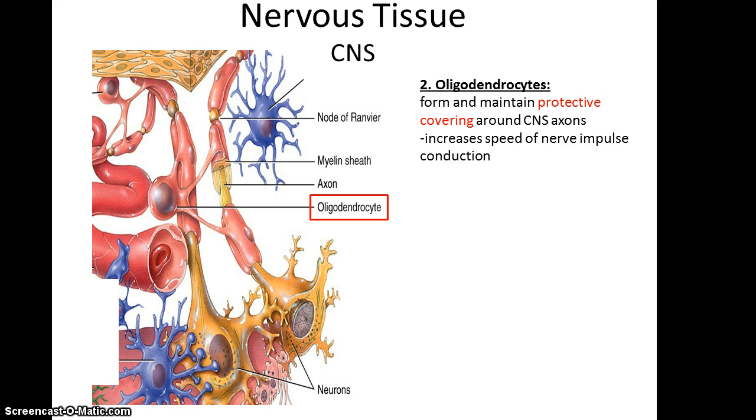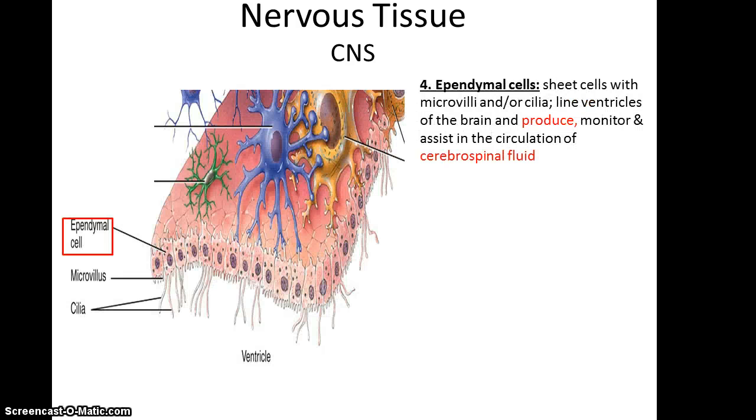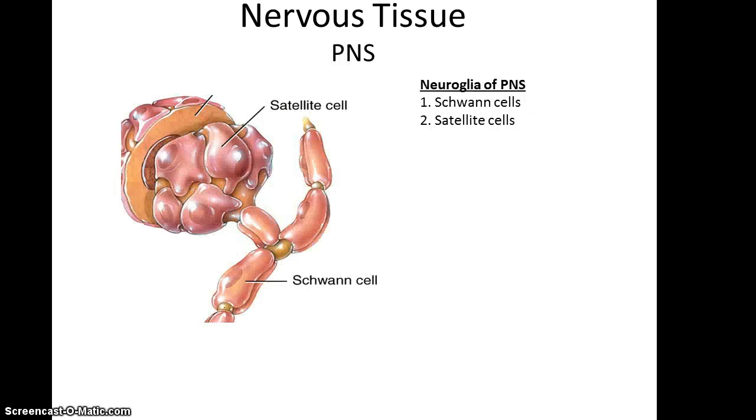The oligodendrocytes form a protective covering around the central nervous system's axons, which increase the speed of the nerve impulse. Microglia, which are the smallest cells with small little processes, function as phagocytes. They are going to engulf cellular debris, microbes, and so forth. And then the ependymal cells form sheets with microvilli and or cilia, and they line the ventricles of the brain and produce, monitor, and assist in the circulation of the cerebrospinal fluid.